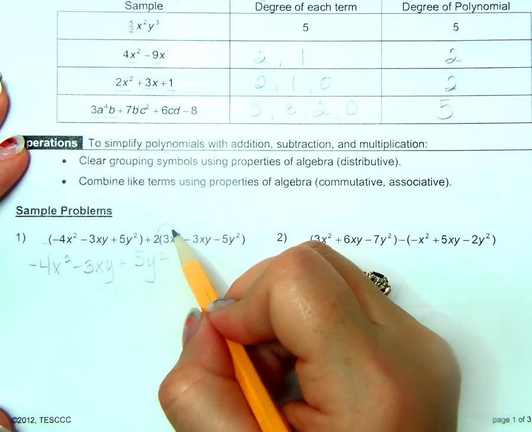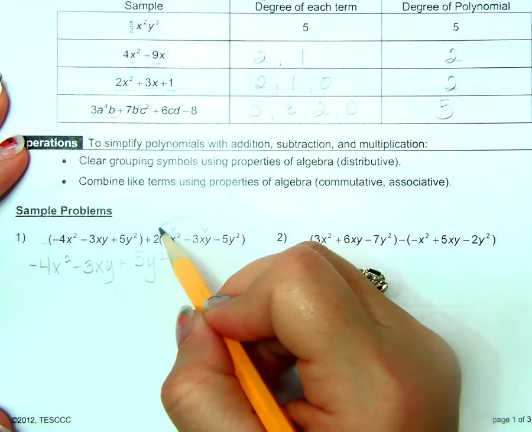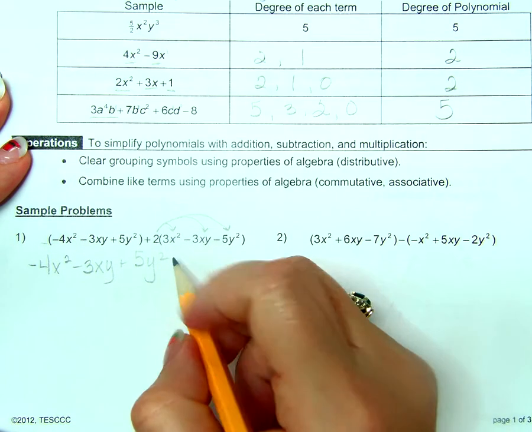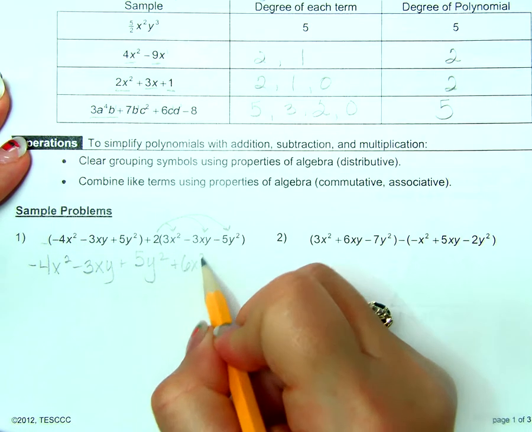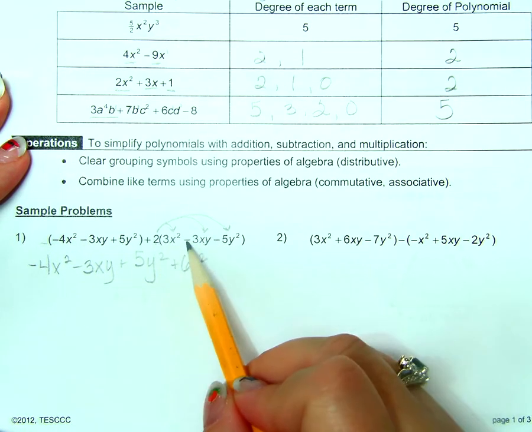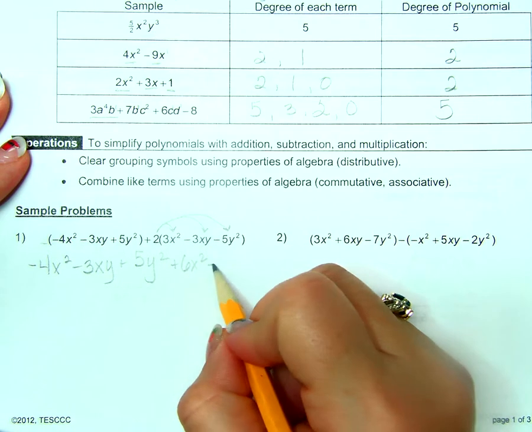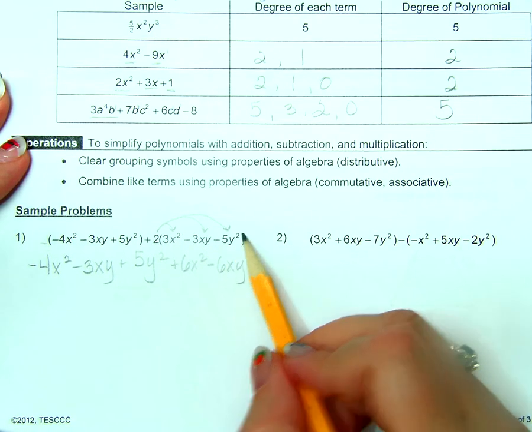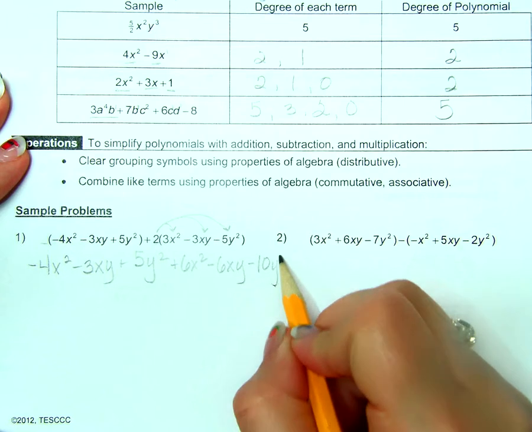Now here, this set of monomials or a polynomial has a multiplier. So we've got to multiply that 2 to each term inside of the polynomial. So when we're multiplying there, we multiply the 2 times the 3x squared, and we'll get 6x squared. And multiply the 2 times the negative 3xy and get negative 6xy. Multiply the 2 times the negative 5y squared and get minus 10y squared.